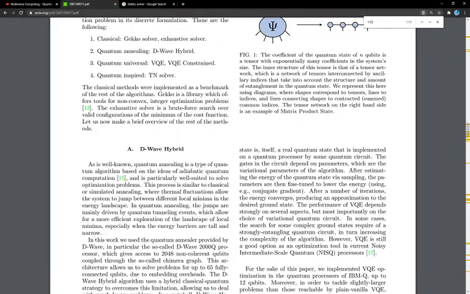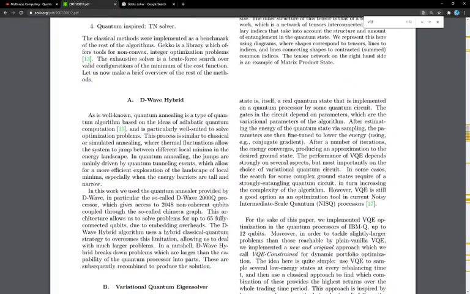The ansatz state is itself a real quantum state that is implemented on a quantum processor by some quantum circuit. The gates in the circuit depend on the parameters, which are variational parameters of the algorithm. After estimating the energy of the quantum state via sampling, the parameters are then fine-tuned to lower the energy using conjugate gradient or whatever. The performance of the VQE depends strongly on several aspects, but most important is the choice of variational quantum circuit. In some cases, the search for complex ground states requires strongly entangling quantum circuits, in turn increasing the complexity of the algorithm. However, VQE is still a good option as an optimization tool for current noisy processors.